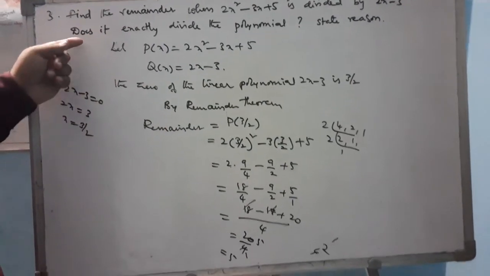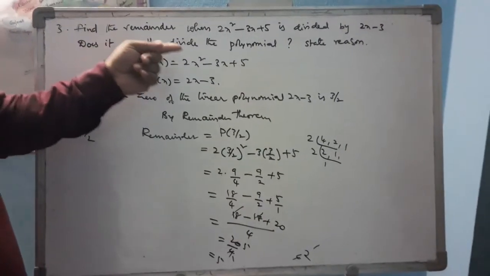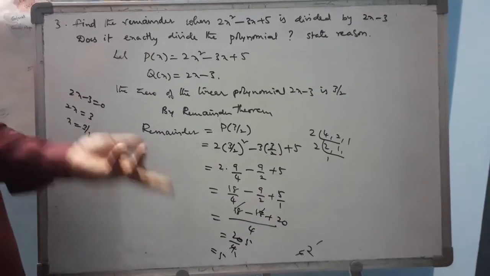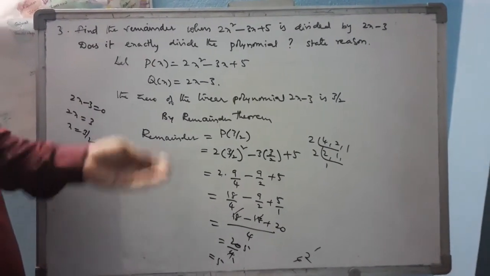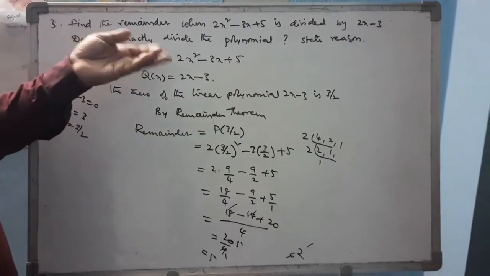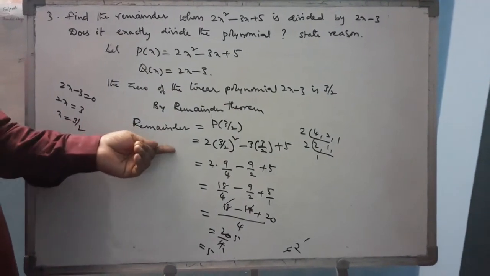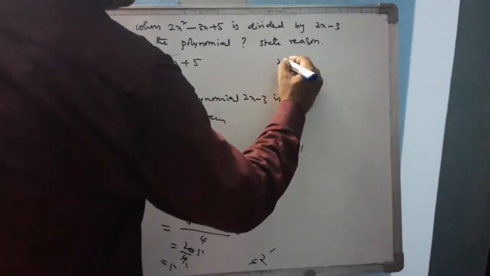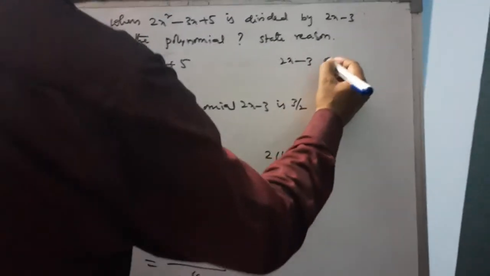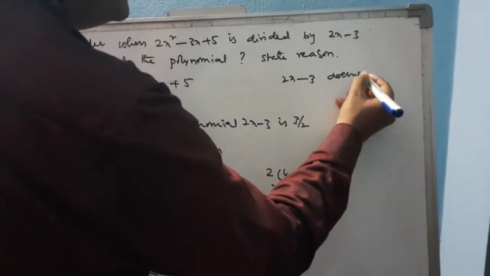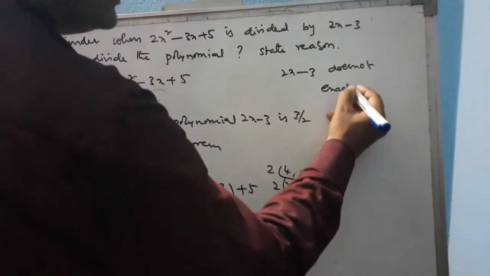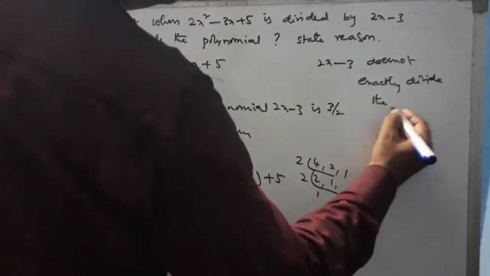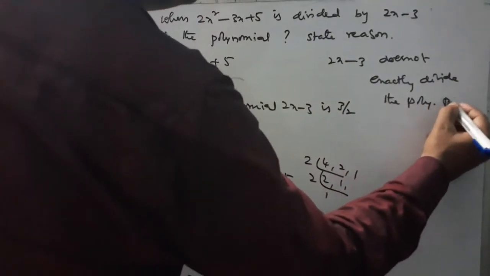So the question is, does it exactly divide the polynomial? When the remainder is 0, then that linear polynomial exactly divides the polynomial. But we are getting here remainder is 5. So 2x minus 3 does not exactly divide the polynomial p of x.